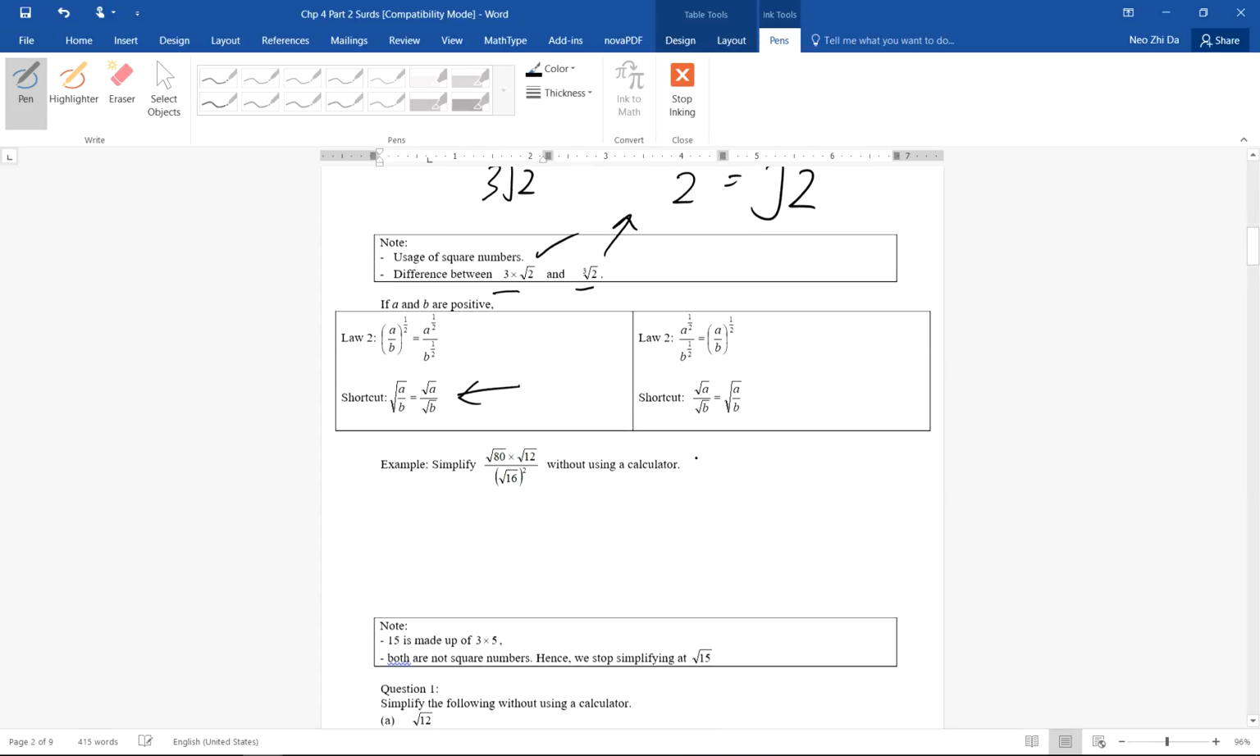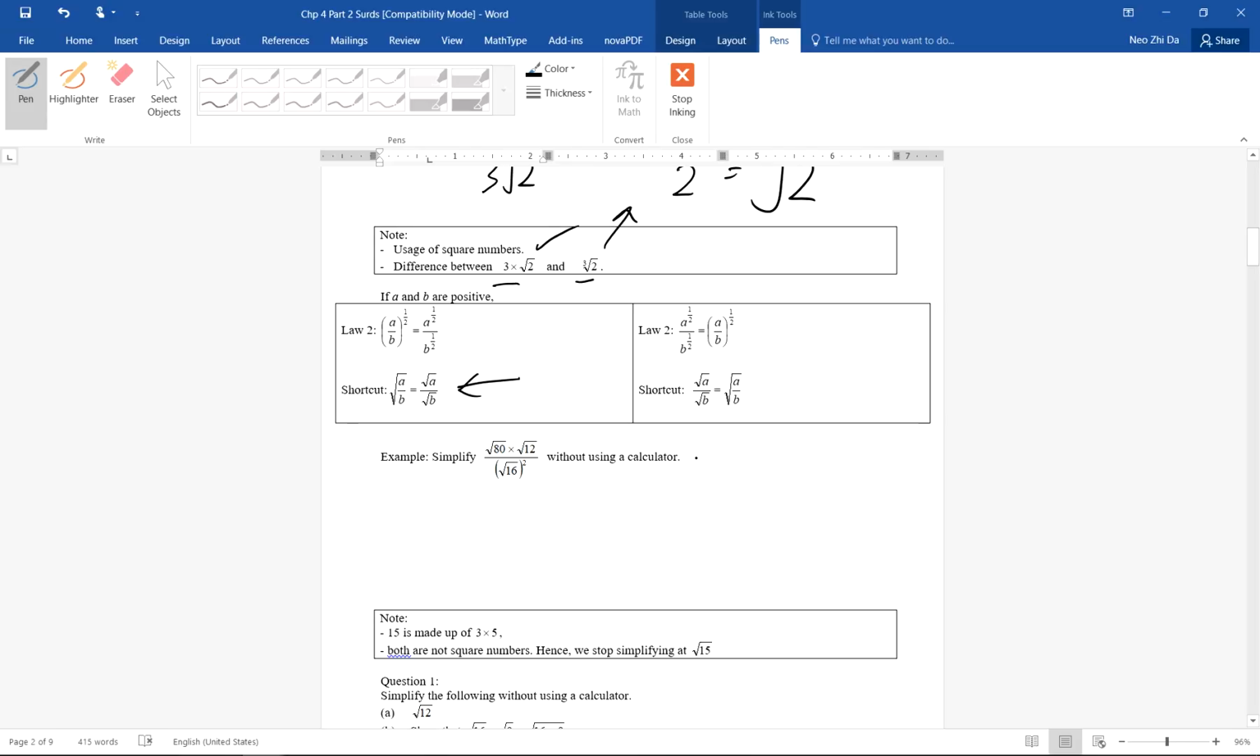So I'm going to talk about this example, without using a calculator. What they mean is they don't want you to key this whole thing inside the calculator and give the value. But individually, you still can use a calculator. So for square root 80, it can be broken down into, maybe I don't want to stress myself too much, so I just go for 4 times 20.